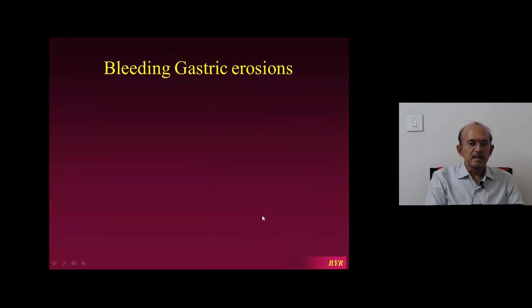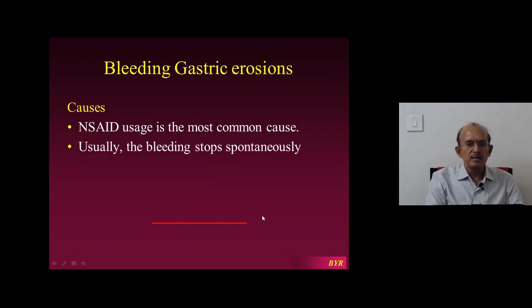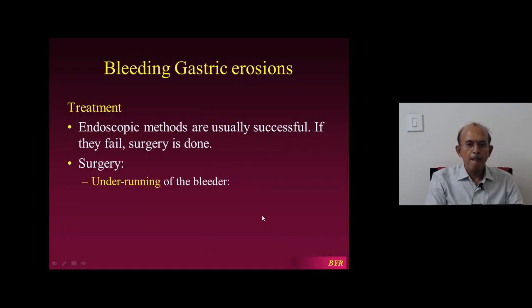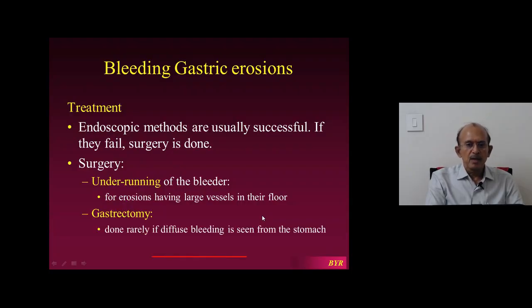The other bleeding lesions in the stomach and duodenum are the erosions. The erosions are mostly because of NSAID usage. Usually the bleeding stops spontaneously. Treatment: endoscopic methods are usually successful. If they fail, surgery is done. Surgery is underrunning of the bleeder. Gastrectomy is done rarely, if diffuse bleeding is seen from the stomach.